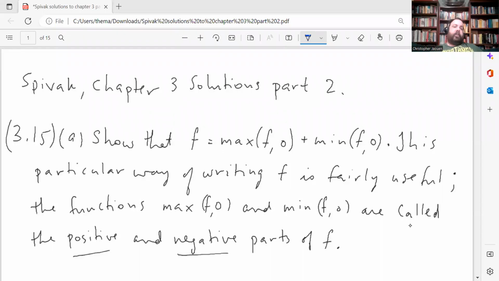All right, starting with question 3-15. So part A says, show that for any function f, f is equal to max(f, 0) plus min(f, 0). We defined what these functions mean in the last video, if you recall. This particular way of writing f is fairly useful. The functions max(f, 0) and min(f, 0) are called the positive and negative parts of f.